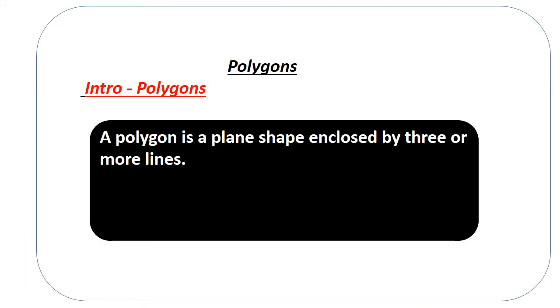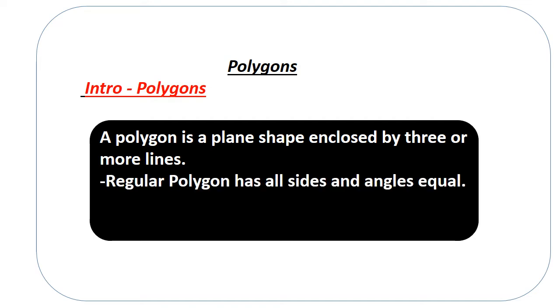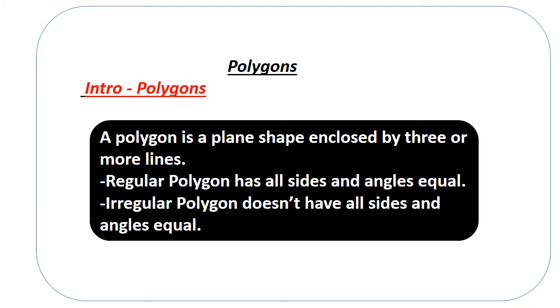So what is a polygon? A polygon is just a plane shape enclosed by 3 or more lines. So it's just a shape that has 3 or more lines. There are two types of polygons. There is what is called a regular polygon that has all sides and angles equal. Then there is what is called an irregular polygon, which doesn't have all sides and angles equal. This topic is going to concentrate on formulas that have to do with regular polygons. For irregular polygons, we don't usually have formulas, so we can just use basic understanding of angles and lines to solve problems that have to do with irregular polygons.